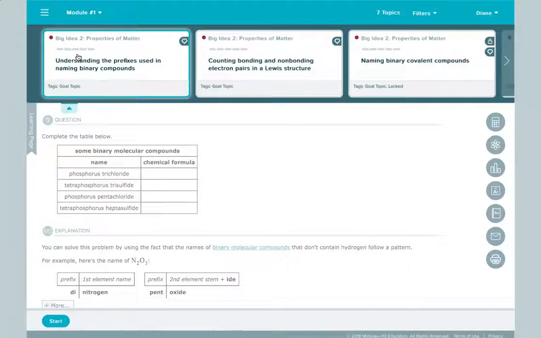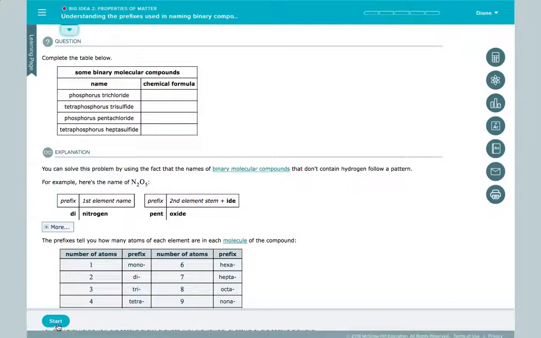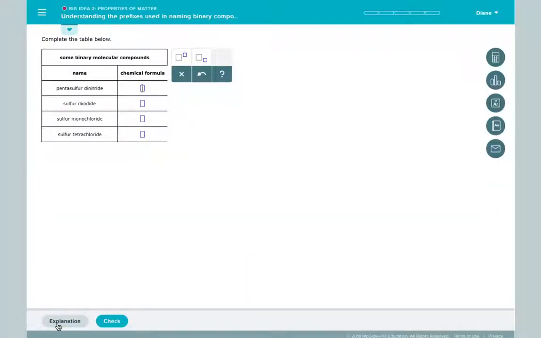Alright, understanding the prefixes used in naming binary compounds. So this is just given a name in words, you have to come up with the chemical formula. You have to look at the prefixes and the elements. Feel free to use that prefix chart that you have in your notes. Otherwise, if you don't have it handy, you could look up online molecule prefixes, and there's tons of pictures for them all over online. So here we go.